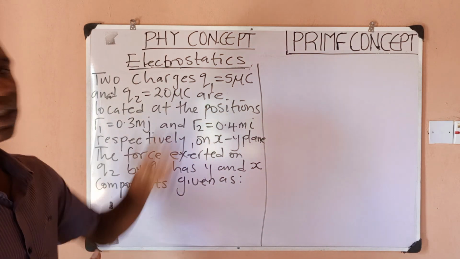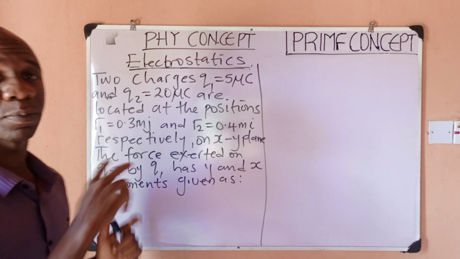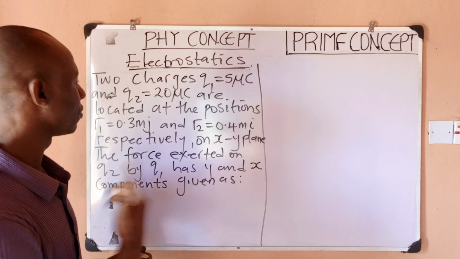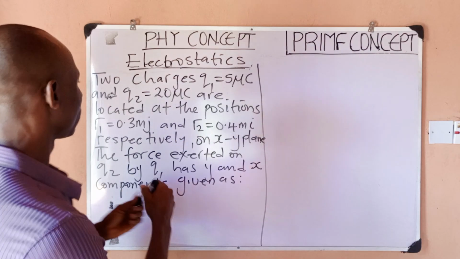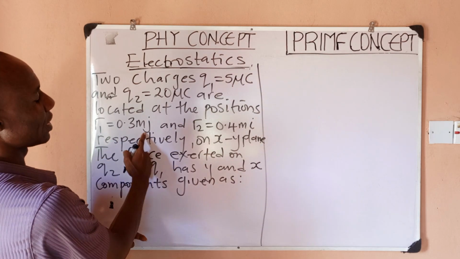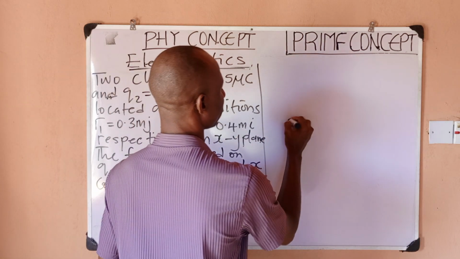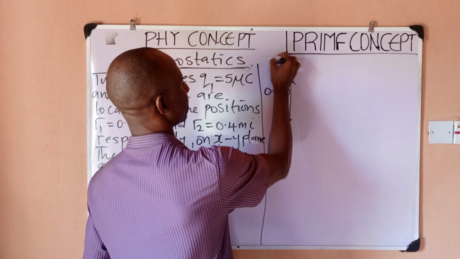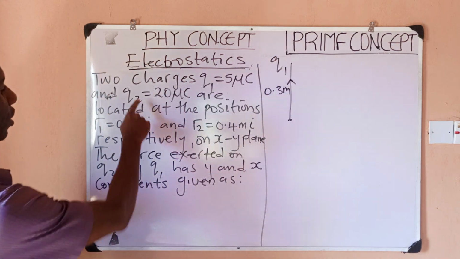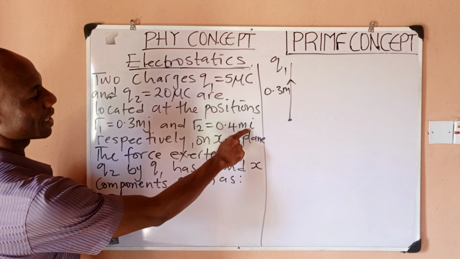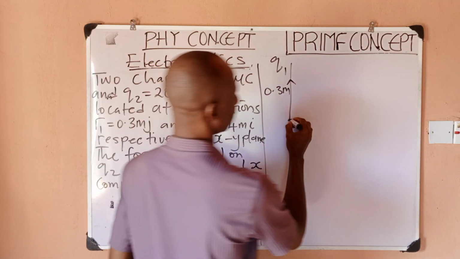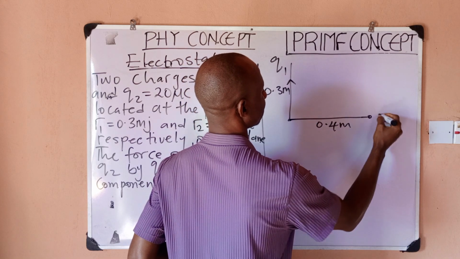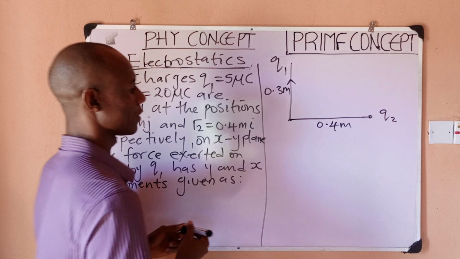The next thing I want to do is draw the solution diagram. I'll be solving this problem in two methods, so at the end, you choose which method you prefer and follow that method. Now, Q1 is located at 0.3 on the y-axis. So if this is my origin, this is going to be 0.3 meters. So this is my Q1. Then Q2 is located at 0.4 meters on the positive x-axis. So this is my Q2.